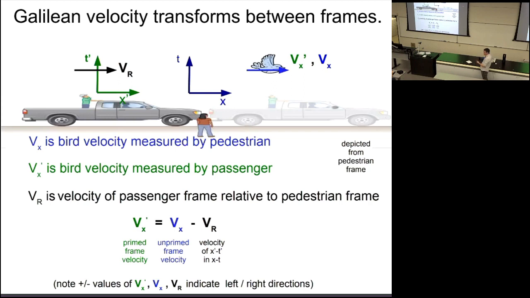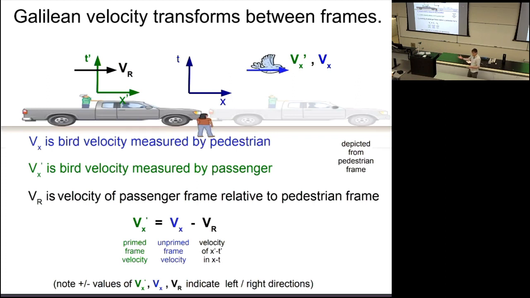This equation here represents something really common sense, really just obvious to us: the mathematical relationship between the velocity of the bird as seen by the pedestrian, that's seen in blue here, and the velocity of the bird as seen by the driver or the passenger, that's in green here. And the relationship depends on how the passenger and driver are moving with respect to the pedestrian, how the two frames are moving with respect to one another, and that's the V subscript R here.